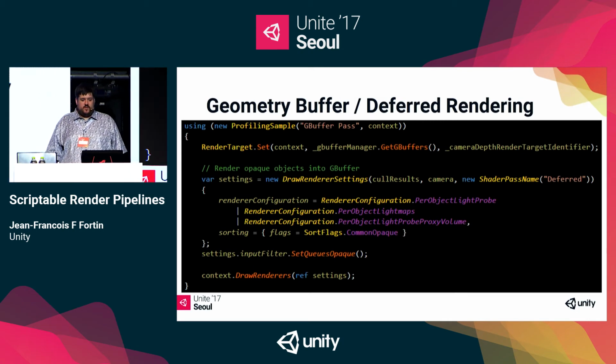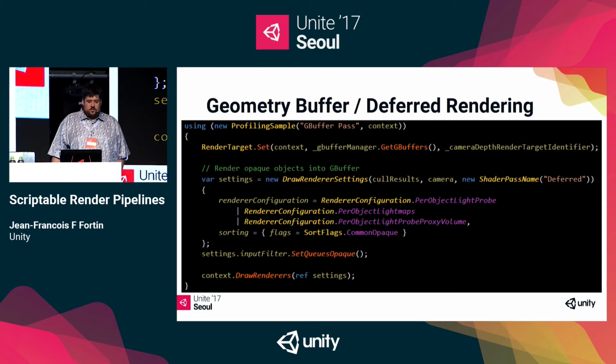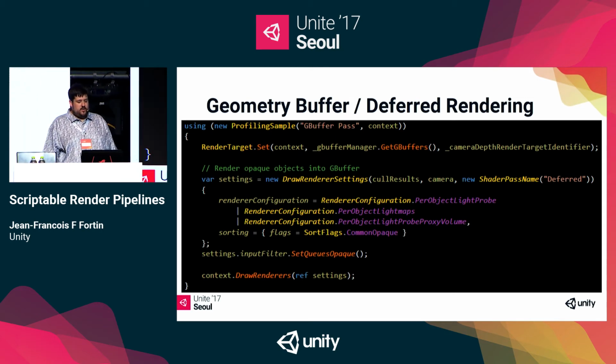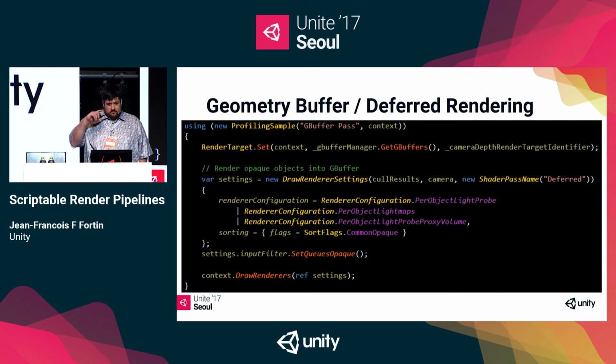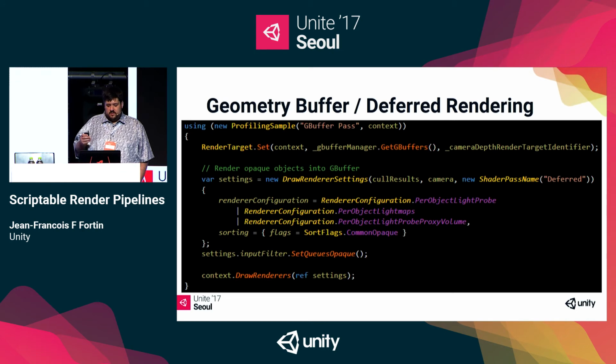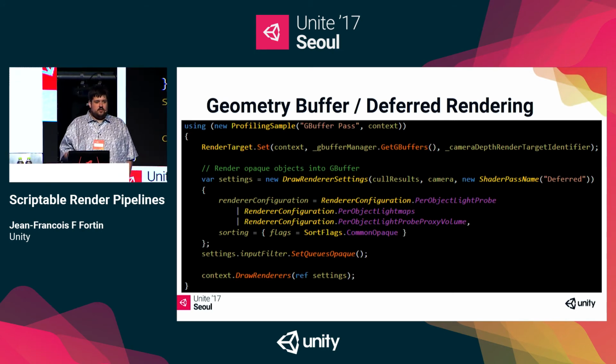Another example is if you want to do geometry buffer or deferred rendering, you would set an array of render targets. And again, it's essentially the same type of code to do the rest. The shader pass is going to be called deferred in this case, and we're going to be rendering the opaque queue.